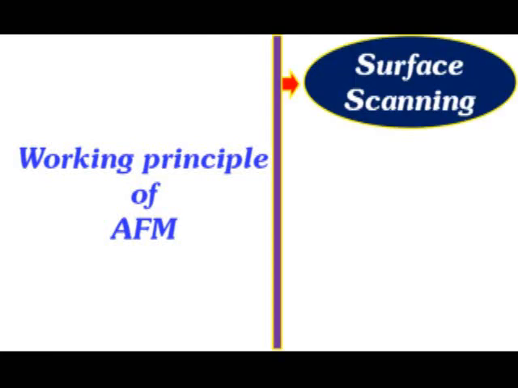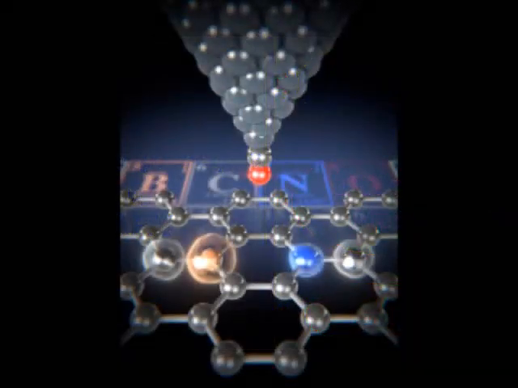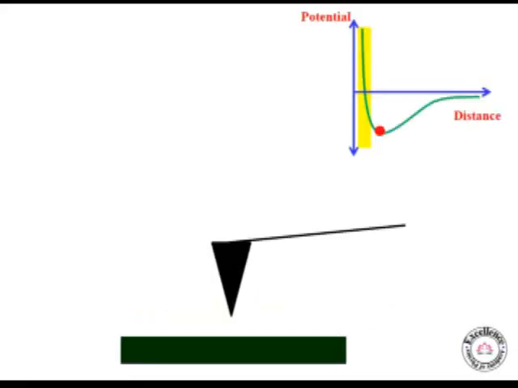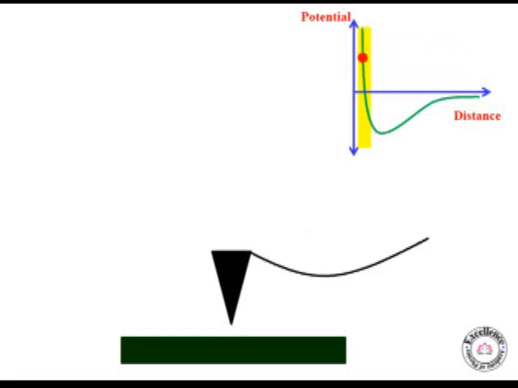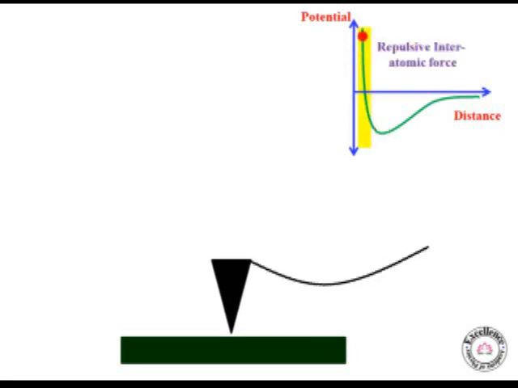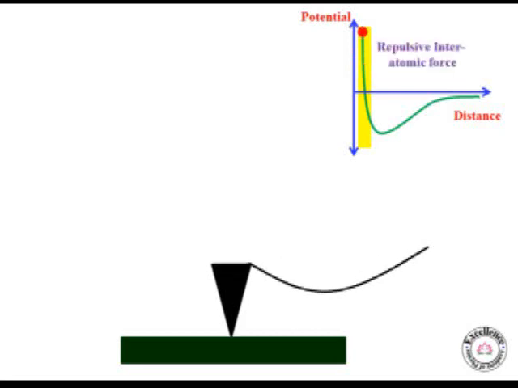The working principle of AFM comprises three parts: surface scanning, detection method, and finally the imaging. An AFM uses a cantilever with a very sharp tip to scan over a sample surface. As the tip approaches the surface, the close range attractive force between the surface and the tip causes the cantilever to deflect towards the surface. However, as the cantilever is brought even closer to the surface, such that the tip makes contact with it, increasingly repulsive force takes over and causes the cantilever to deflect away from the surface.